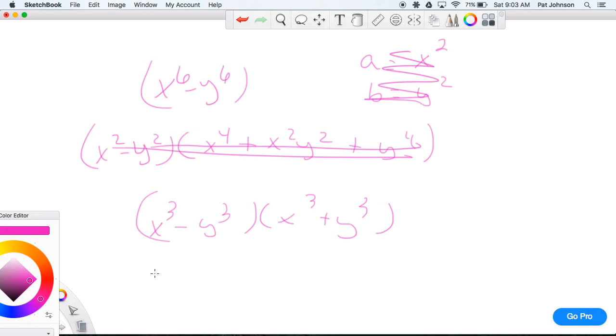Now we have difference of cubes, so it would be x minus y times x squared plus xy plus y squared. You have the sum of perfect cubes, so it's x plus y times x squared minus xy plus y squared. And there you go. There is your answer. All right. And we'll look later on how to use word problems.